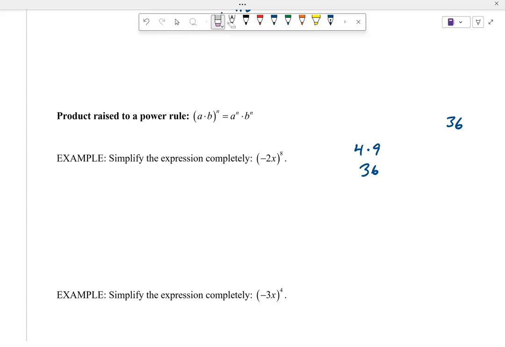So let's go ahead and do that on this. Negative 2 times x to the 8th. So you got negative 2 to the 8th, x to the 8th. So then you take negative 2 times negative 2, eight times, and that'll give you a positive 256 x to the 8th.